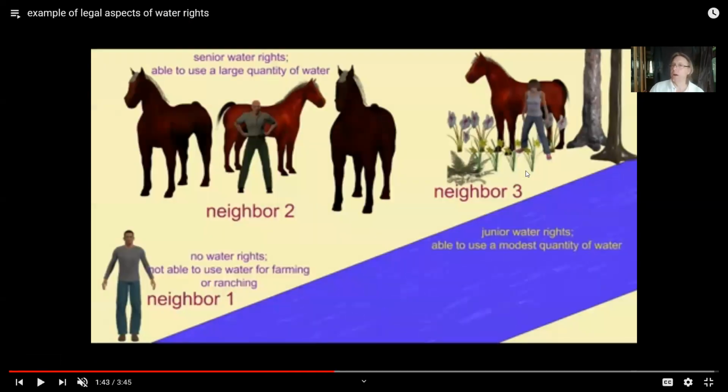And then there are other scenarios which could play out. Let's say it's a dry year, there's a drought, and everyone is asked to conserve water. Well, this neighbor could be responsible and use less water.